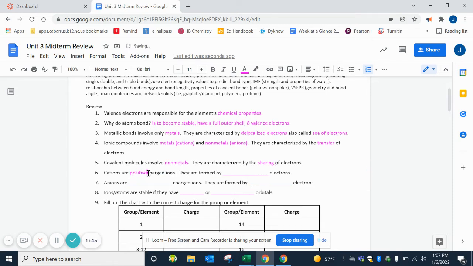Cations are positive charged ions, and they're formed by losing electrons. And remember, metals always form cations. Anions are negative charged ions, and they're formed by gaining those negative electrons. Ions and atoms are stable if they have a full or half-filled orbital.